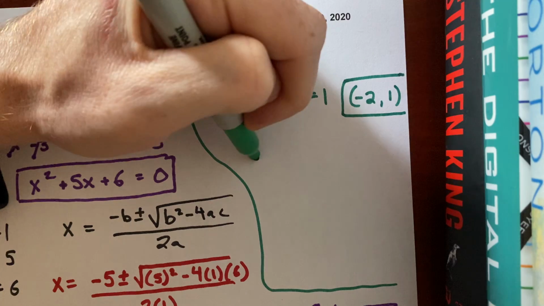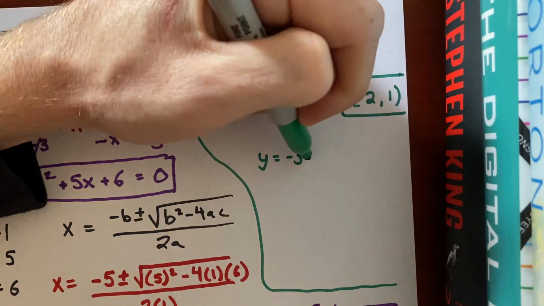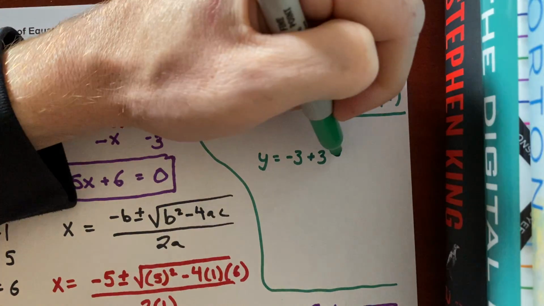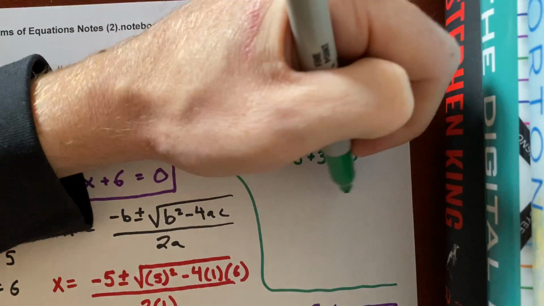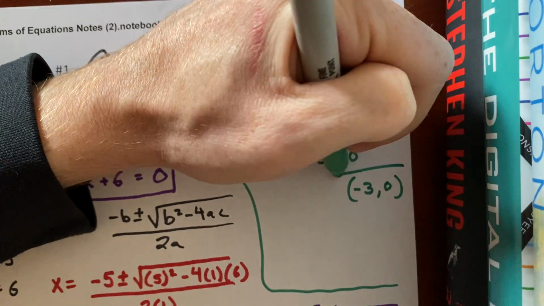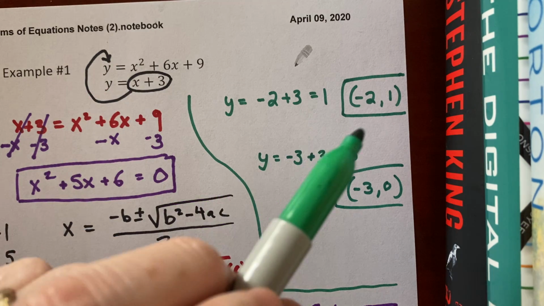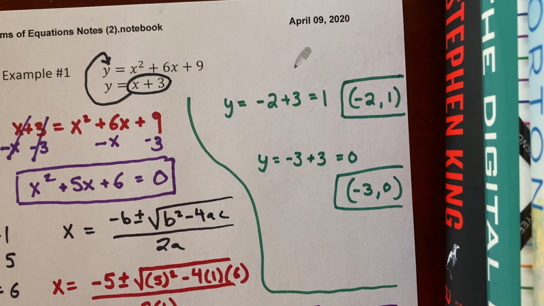My other one is going to be y equals negative 3 plus 3. And that gives me 0. So the other intersecting point is negative 3, comma 0. If I were to graph both of these equations on the same graph, they would intersect at both of these coordinate locations.